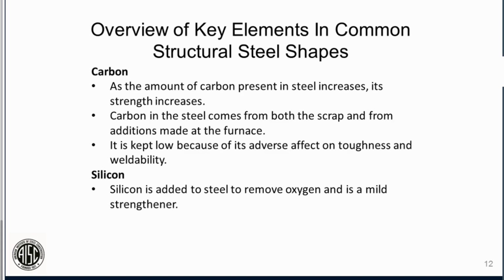So a little bit of an overview of the key elements that impact the properties of structural steel. As the amount of carbon present in steel increases, of course, the steel increases in strength, but you also lose ductility and somewhat lose your toughness as well. Carbon in steel comes from both the scrap and from coke additions we put in the furnace and the ladle metallurgical furnace. Primarily we keep it low because of its adverse effect on toughness and weldability. And we'll explain that in more detail.